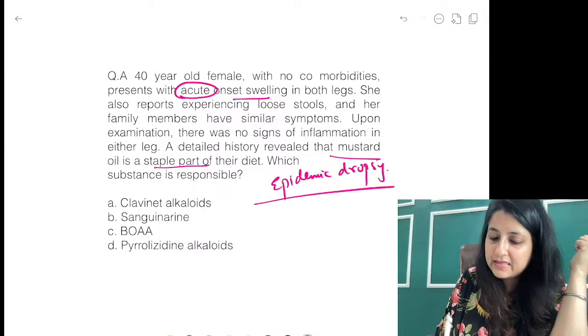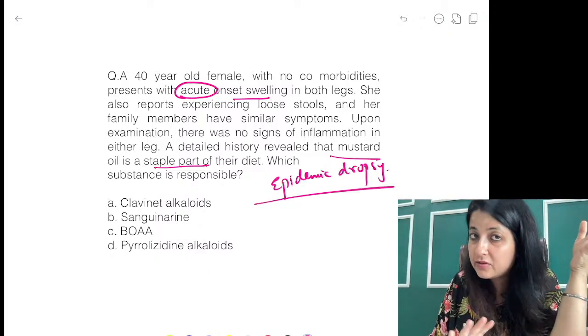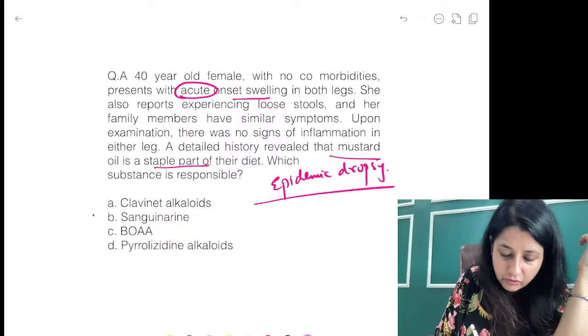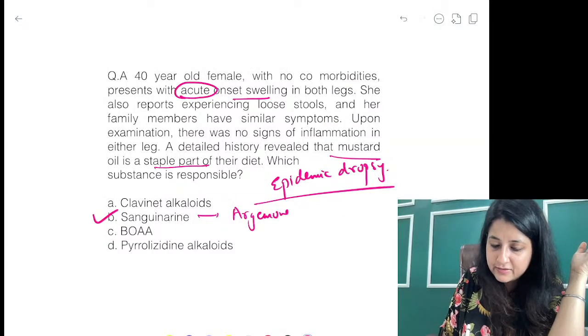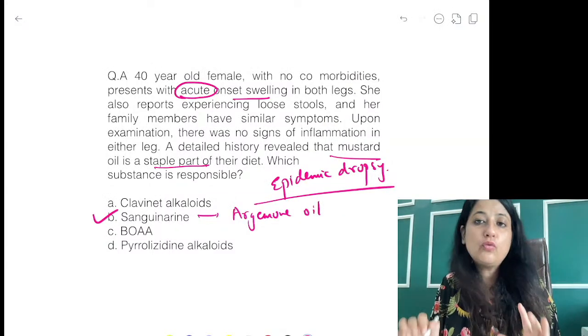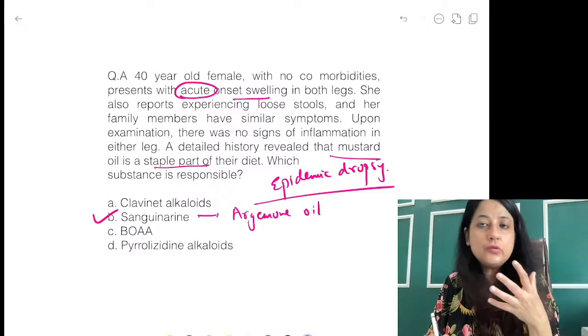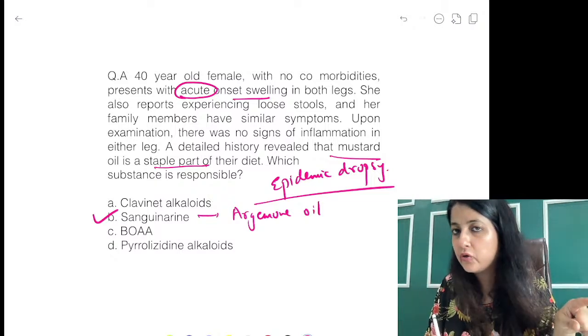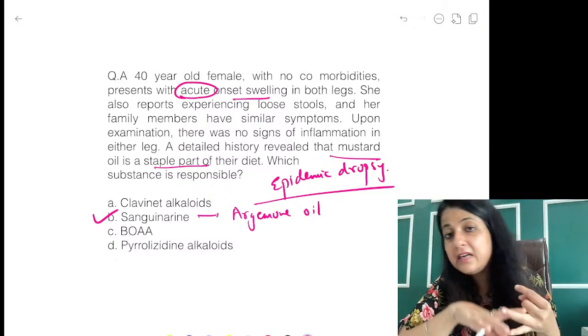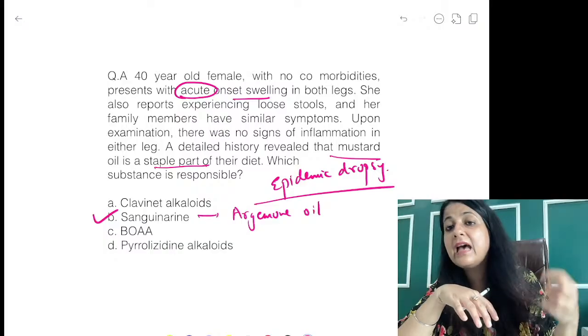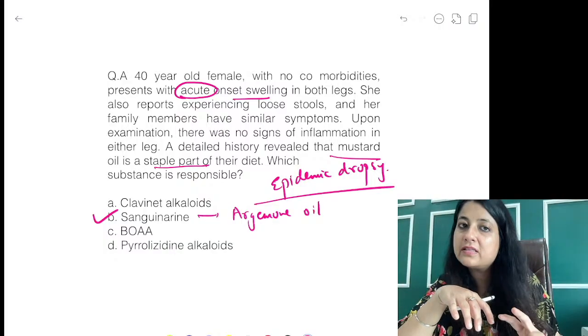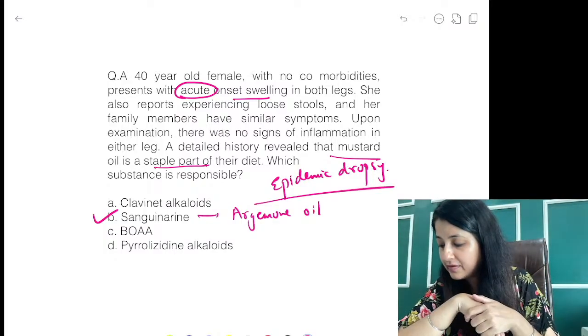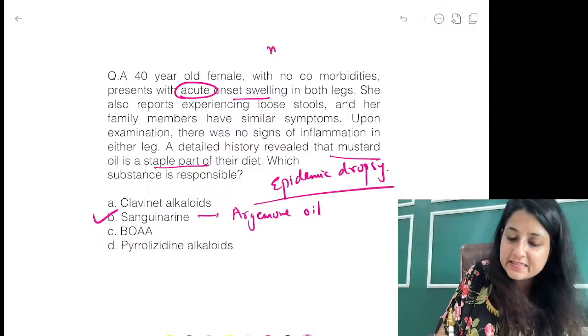In that what happens, guys? Contamination of mustard oil with argemone oil. Mustard oil is the food item, argemone oil is the adulterant, and this sanguinarine is present in which oil, guys? Argemone oil. So in food adulteration questions, you have a food item, mustard oil. You have an adulterant, argemone oil, which we are mixing, and we have a toxin. Toxin over here is sanguinarine. Is it clear?